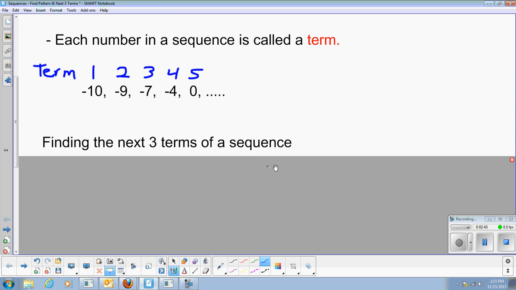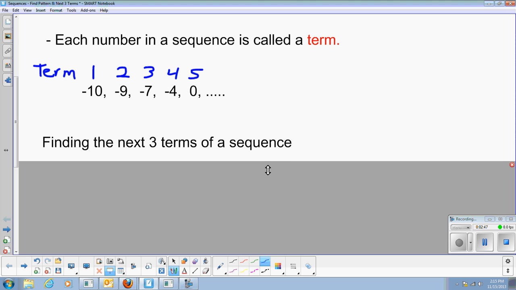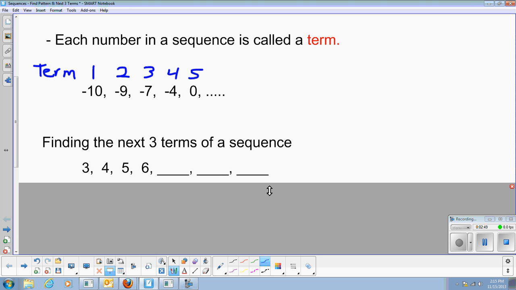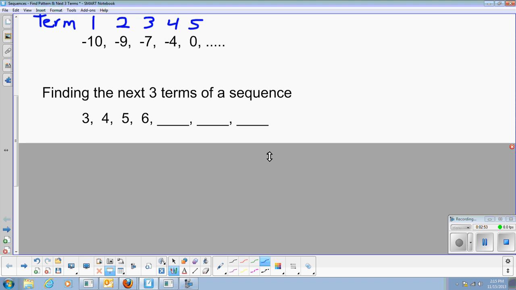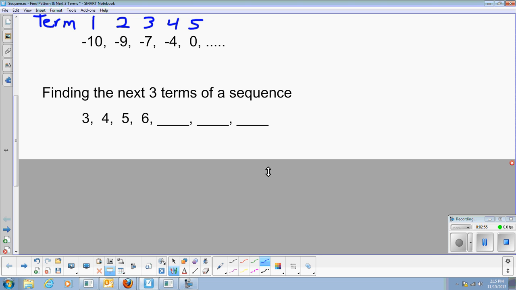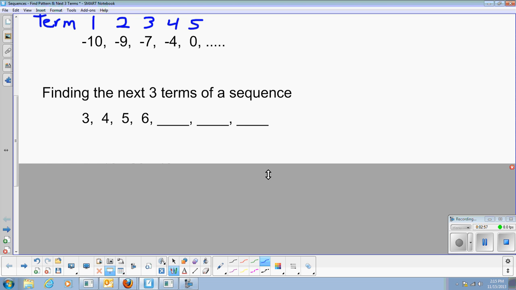Once we know what a sequence is and how to label our term numbers, let's find the next 3 terms of a sequence. We're going to go back to one of those sequences I showed you just a minute ago: 3, 4, 5, 6, and we need to find the next 3 terms. Just by looking at it, you should be able to tell me what those terms are, but I'm using this sequence to show you how we find terms.